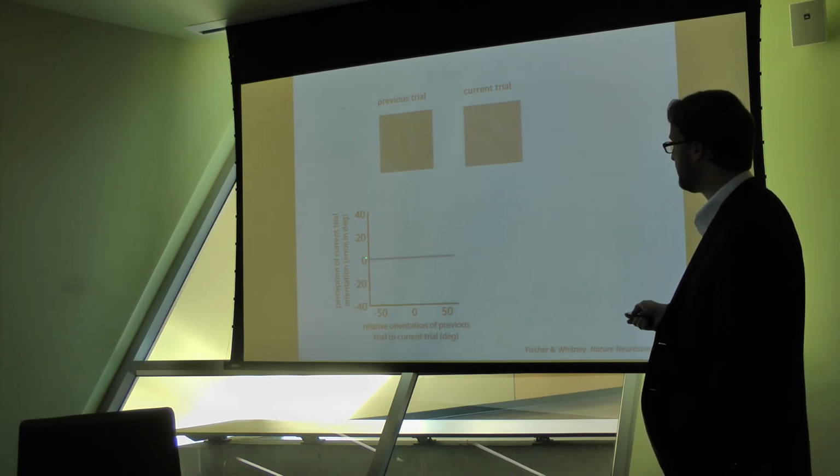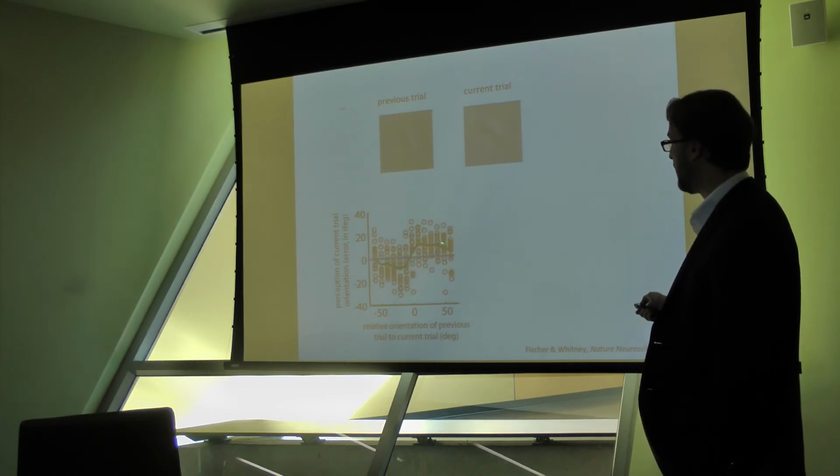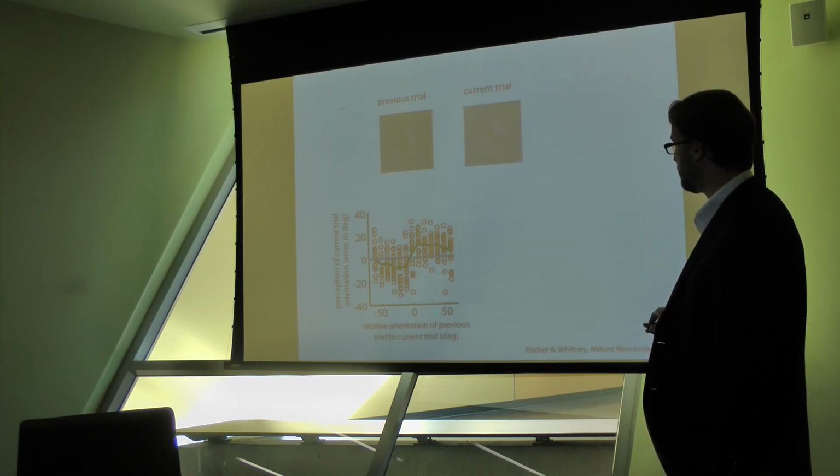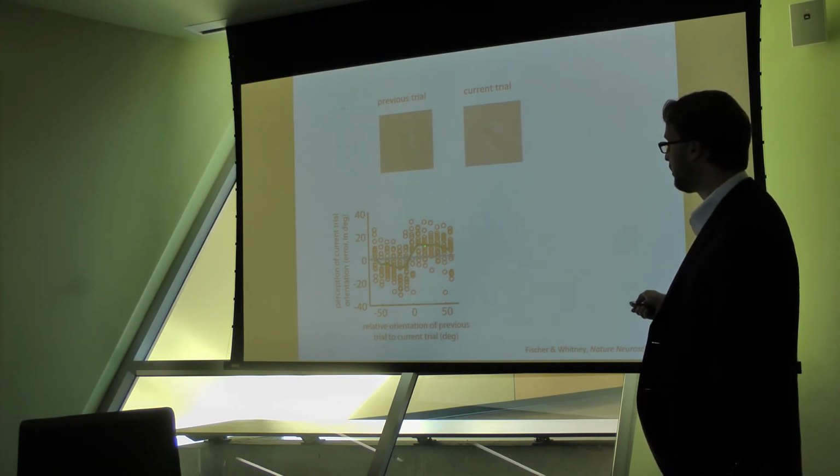Now the data should have been normally distributed around 0, but it wasn't. The error distribution was strongly biased in this interesting S-curve kind of shape, such that when the previous orientation was more clockwise, the errors that subjects made were also more clockwise.